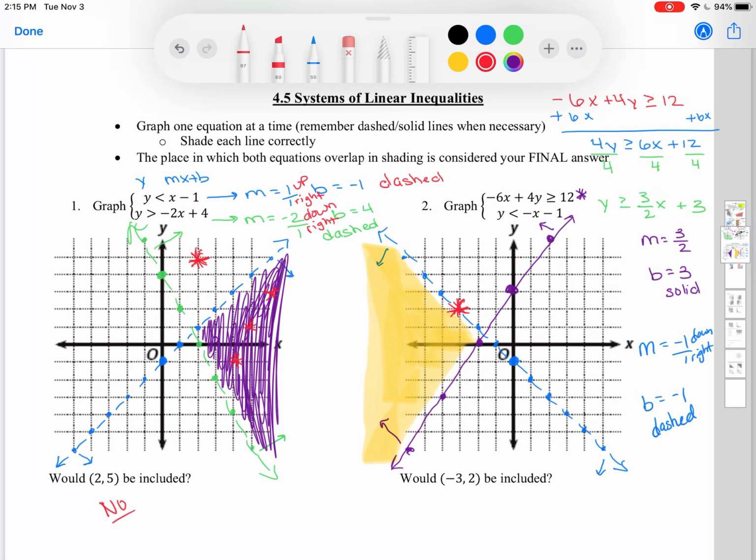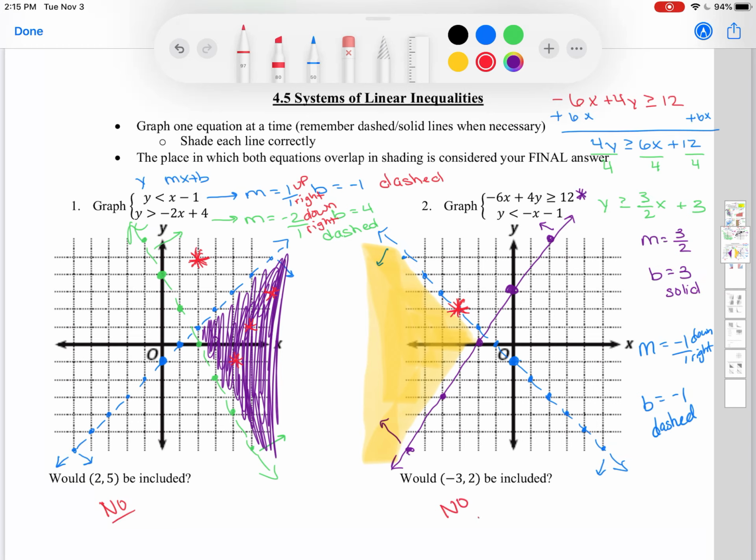Now, yes, it falls on a line, and it's very close to the shaded area. But remember what the dashed versus the solid lines stand for. Dashed lines means it's everything not included on the line. That's why it's dashed. It's never going to be included on that line. It's never going to make that equation true. It's always going to be false.